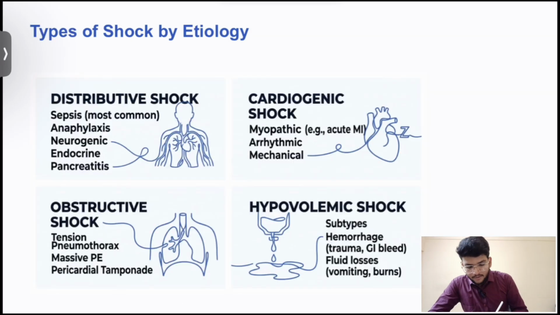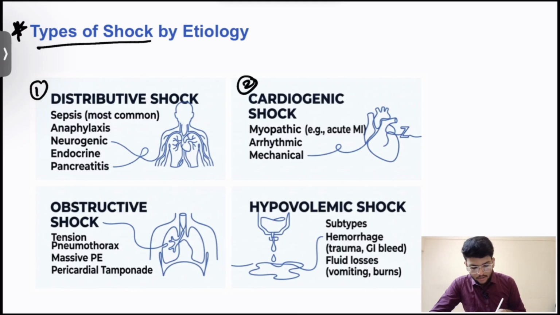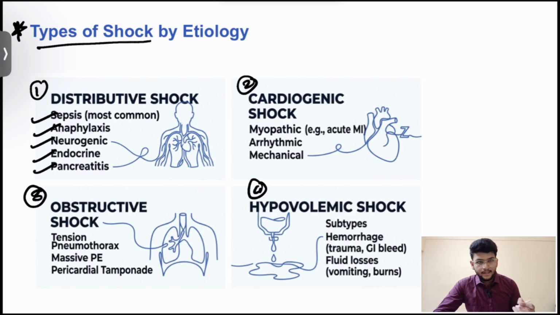Types of shock. Shock is classified as distributive shock, cardiogenic shock, obstructive shock, and hypovolemic shock. In distributive shock, the cause can be sepsis, anaphylaxis, neurogenic, endocrine, or pancreatitis.